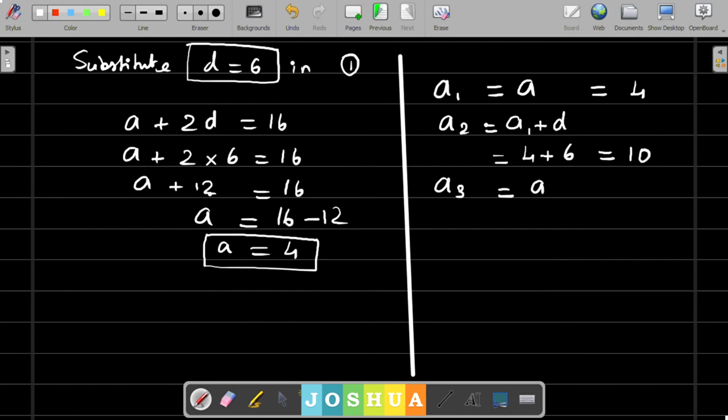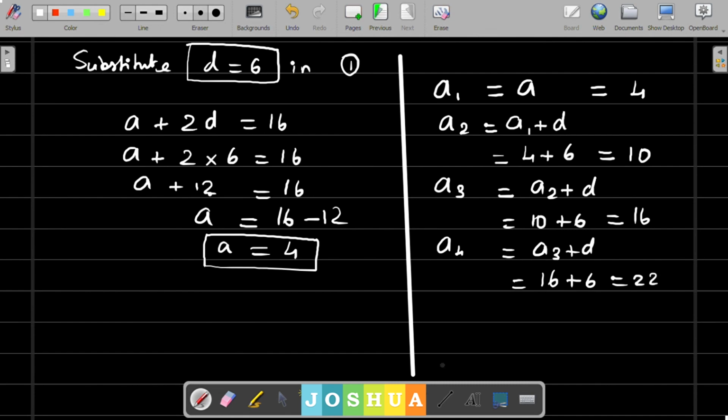Now I am going to find A3. That is A2, the second term, plus difference. Second term is 10 and the difference is 6. Therefore it is 16. Now I am going to find the fourth term. That is A3 plus D, that is equal to 16 plus 6, which is 22. Okay, I think 4 terms are enough for this question. So now the AP is: the first number is 4, the second number is 10, third number is 16 and fourth number 22, and so on.